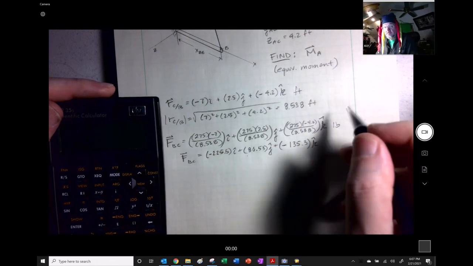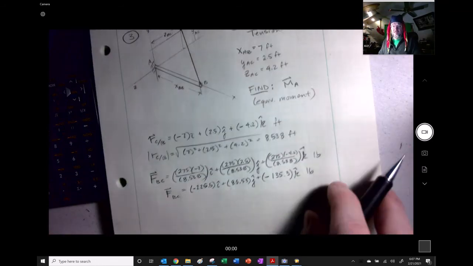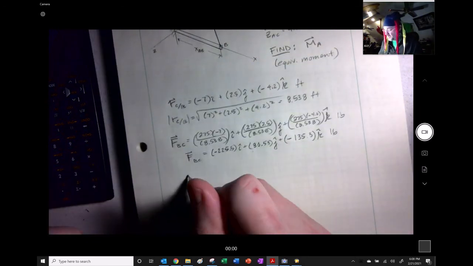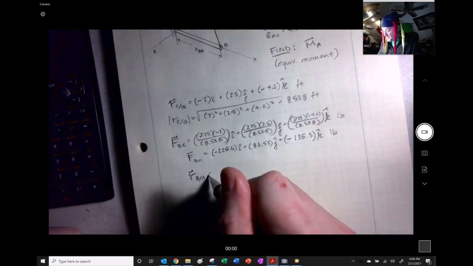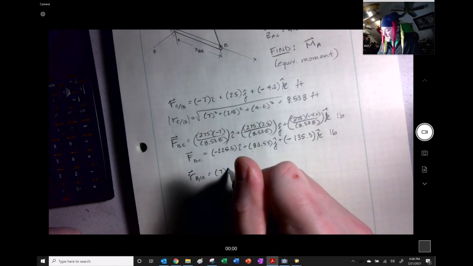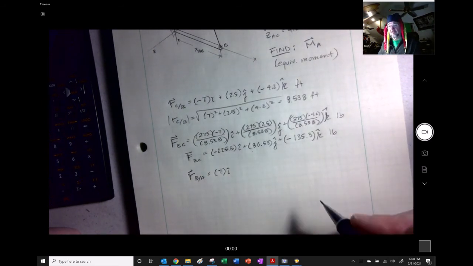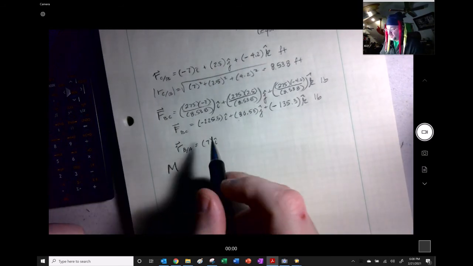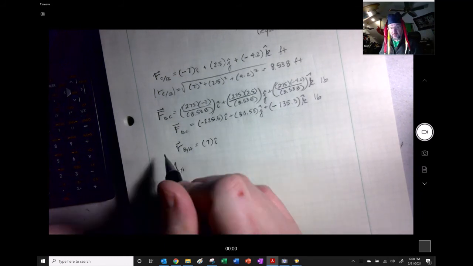Okay. All right. And now we're going to take the moments. We need a position vector, but it's about A, so our position vector is actually pretty lame. B with respect to A is going to be 7 feet I. Pretty lame, huh? It's kind of a lame problem. That's all right. So we're going to have to take the moment about A, which is what we're trying to find.